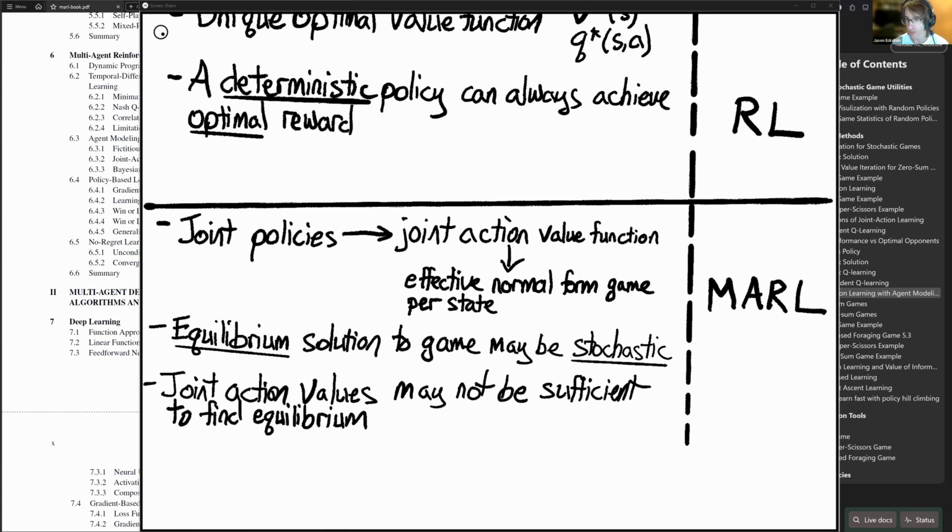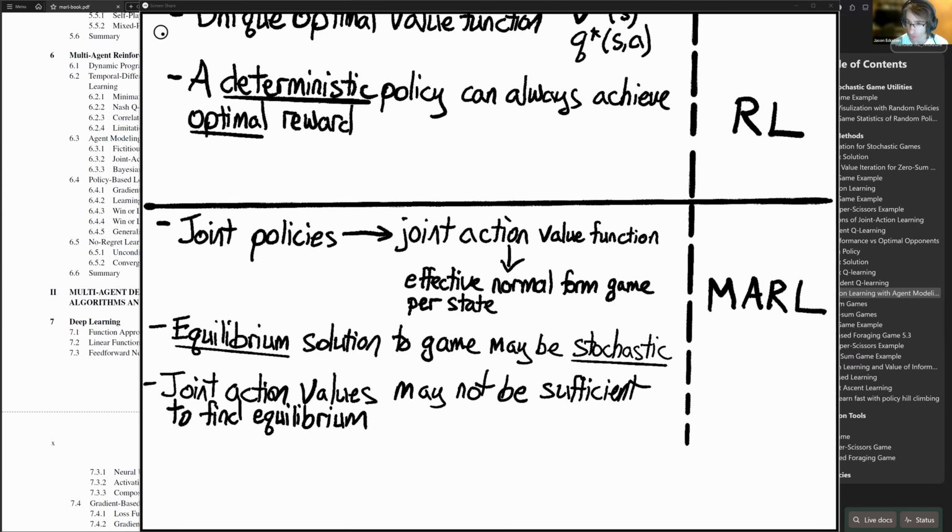Like in a normal form game, we just have a single game state that we repeat over and over. I mean, the game itself isn't repeated, but to do calculations, we just have this single grid of reward values. In the games we're talking about, stochastic games, as the agents make action selections, the state of the game changes and they transition into what is effectively a new game. And there is a Nash equilibrium for this entire stochastic game that involves the transitions between all the states. And for that type of problem, the joint action values may not be enough to find the equilibrium solution.